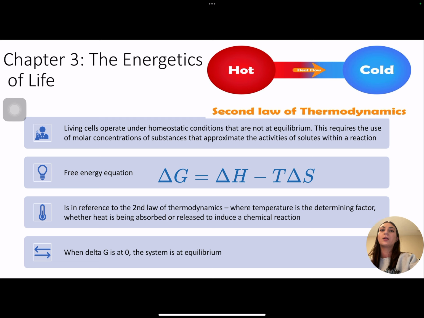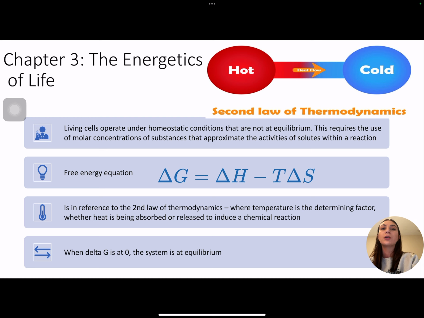Living cells operate under homeostatic conditions that are not at equilibrium. This requires the use of molar concentrations of substances that approximate the activities of solutes within a reaction. The Gibbs free energy equation is used to express this idea, showing that delta G is equal to delta H minus T times delta S, where delta G is the Gibbs free energy, delta H is the change in enthalpy, delta S is the change in entropy or disorder of that system, and T is the temperature of that system.